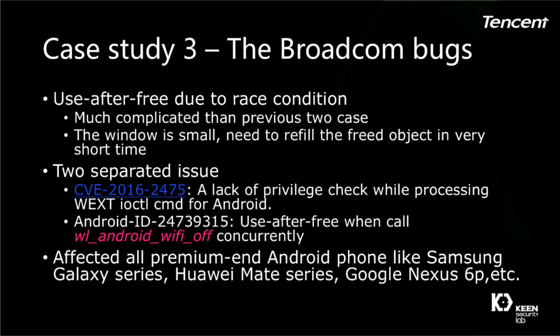And I will also introduce two separate issues. The first one is a lack of privilege check while processing the WXTL control, so that any local application can call the WXTL control to the Broadcom driver and attack it. The second one is the use-after-free when calling the WL Android Wi-Fi off concurrently. So this vulnerability will affect all premium Android phones like Samsung Galaxy series and Huawei Mate series, and also Google Nexus 6P and many other phones with a high price.